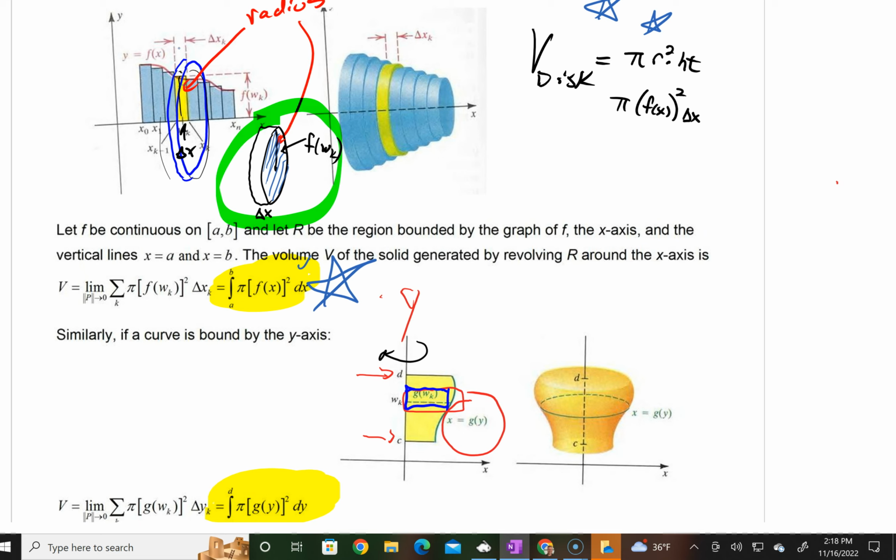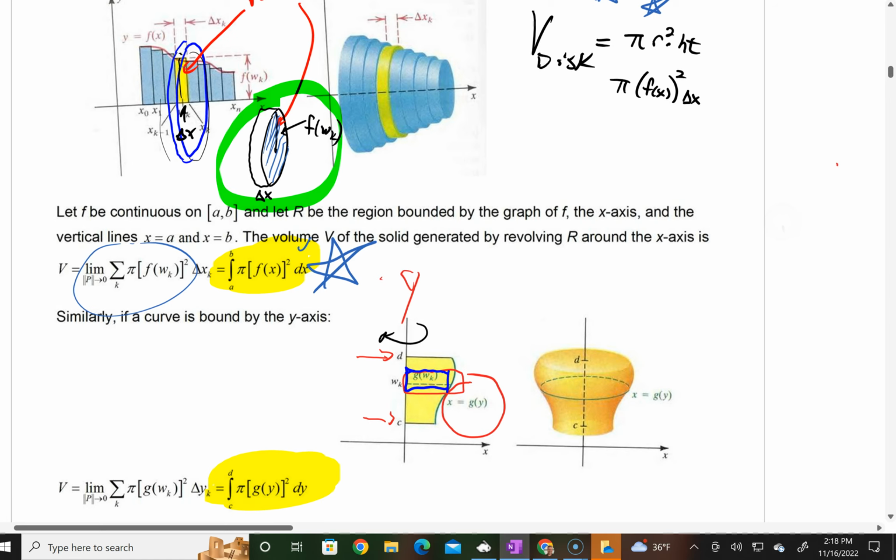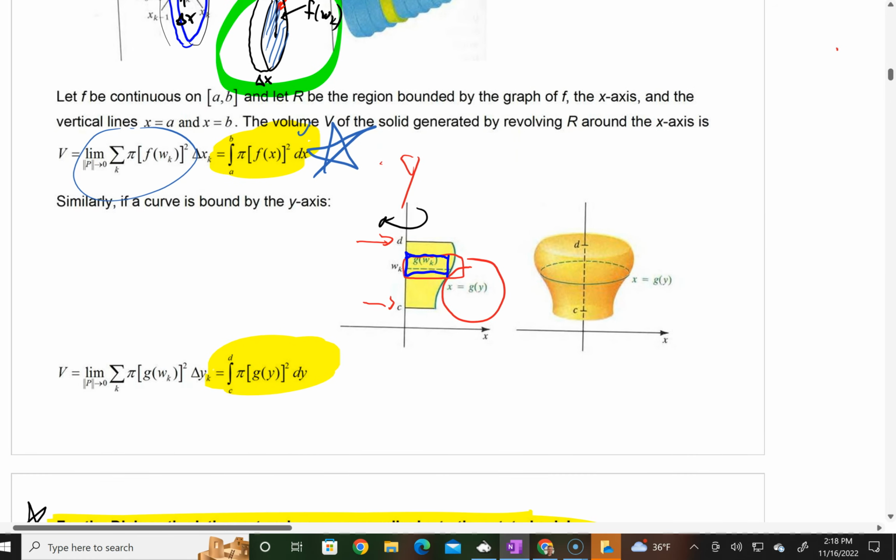Imagine that this limit right here is saying build an infinite number of them. So we're going to slice this up into an infinite number of thin rectangles where, when we rotate them around, we're going to get these little disks to add up, and that's how we're going to find volume.